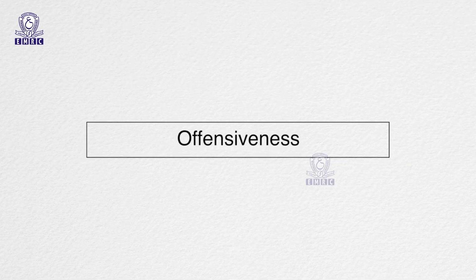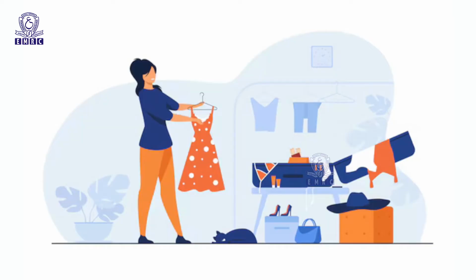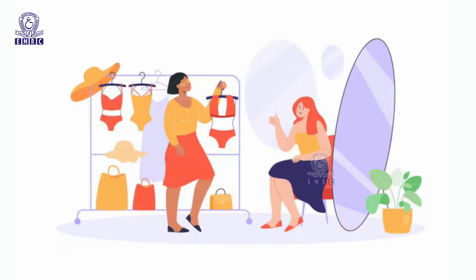Offensiveness. Some advertisements are so offensive that they are not acceptable to the buyers. For example, the ads of Denim Girl showed girls wearing very little clothing and making a sex appeal. These kinds of ads are irrelevant.